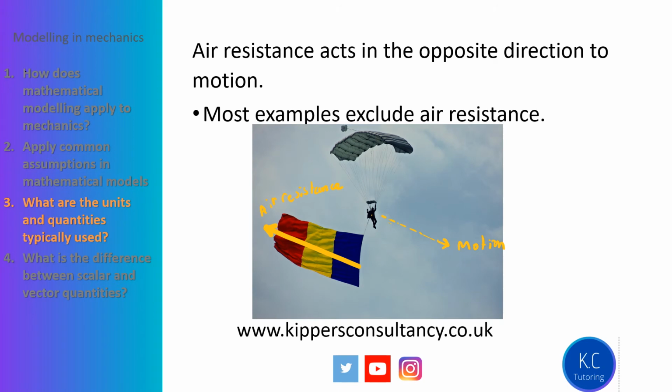Here we have a parachutist following the line of motion drawn on the diagram. Trailing behind them, they have a Romanian flag, and the flag allows us to show the direction of the air resistance. It's a very good demonstration of air resistance. And what we can see is that the direction of the air resistance is in the opposite direction to the motion of the parachutist. So air resistance will always act in the opposite direction to motion.